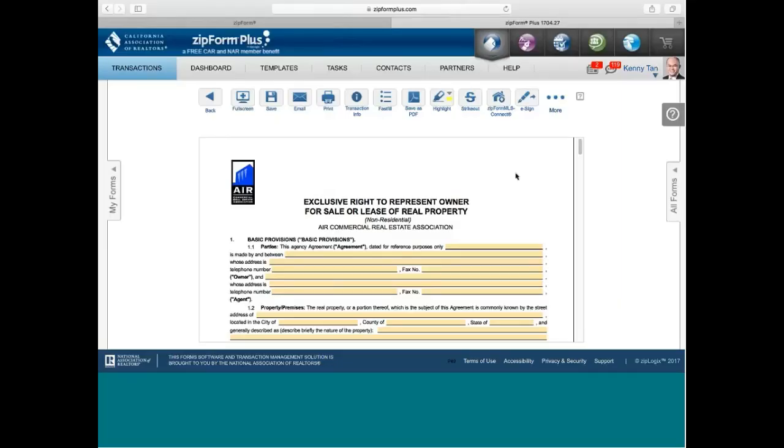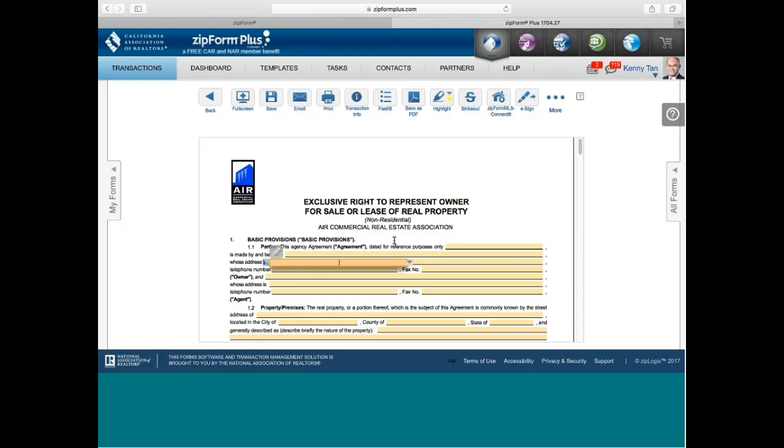This is a multi-purpose exclusive listing agreement. It allows you to either lease or sell the property on behalf of the owner. And it's unlike the CAR form. You have to manually enter the information as far as the seller's information.